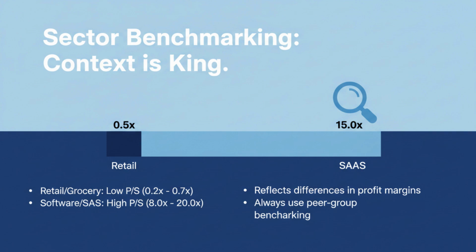When performing your analysis, always benchmark a company against its direct competitors within the same sector. If a tech firm has a P to S of 12.0, while its peers are at 20.0, you need to investigate why. Is it an undervalued gem, or is there a fundamental flaw in its growth story? Contextualizing the ratio within industry norms is the only way to avoid the trap of comparing apples to oranges.